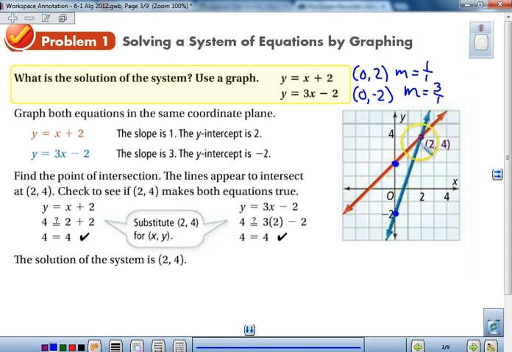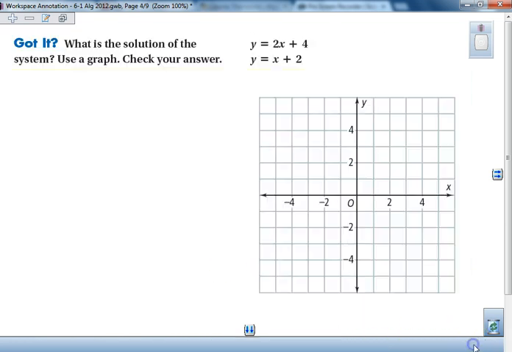Now, usually what you want to do is get a few points until you see this point of intersection. Make sure you're not putting extra lines on your graph so that you can actually see that our solution in this case is 2, 4. It says, find that point of intersection. The lines appear to intersect at 2, 4. Now you need to check it. This is very important to see if it is a solution. So you plug in 4 in place of y, and 2 in place of x. You need to do it in both equations. And in this case, it works in both of them, so we say it is a solution.